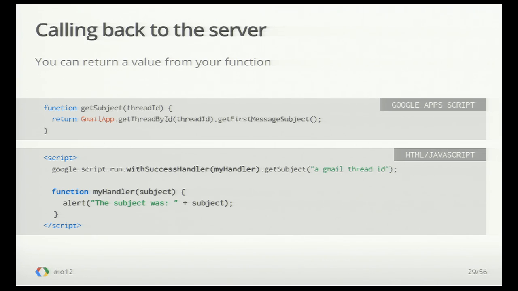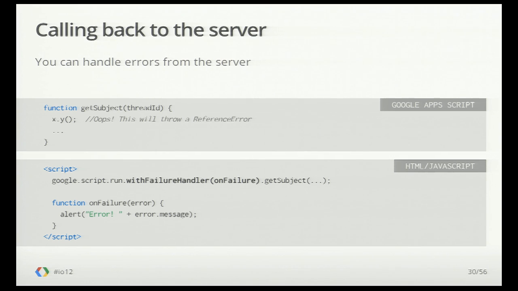I have a function I'm calling on the server. It returns a value, so we get the full round trip, and it gets handled by a function on the client. Now, you can do more than that if your server function throws an error. So here I'm using x.y. X doesn't exist, y doesn't exist. Easiest way I know in 3 characters to produce a reference error in JavaScript. So that's going to cause a problem.